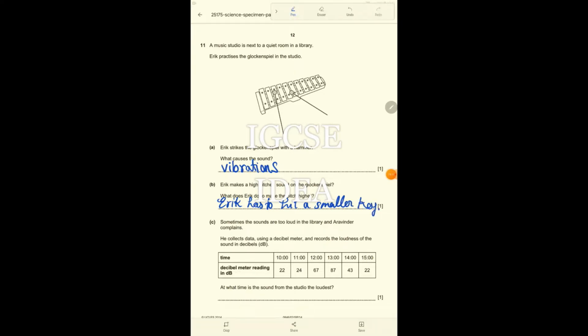Sometimes the sounds are too loud in the library and Aravinder complains. He collects some data using a decibel meter and records the loudness of the sound in decibels, dB. We can see the time and the decibel meter reading in dB is given. At what time is the sound from the studio the loudest? Okay, 22, 43, 87, 67, 24, 22, all in dB. So the highest is 87, which is 1 p.m.